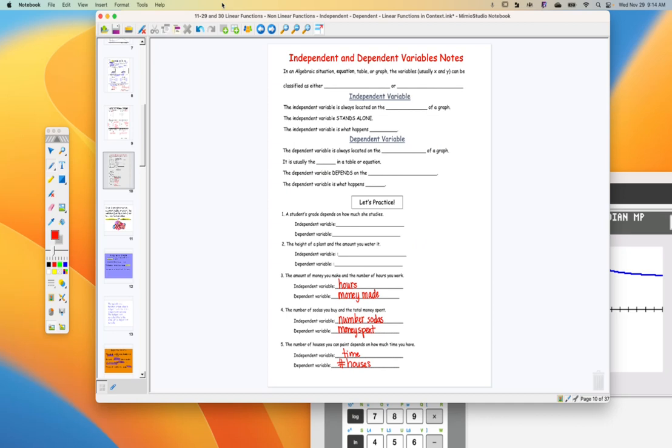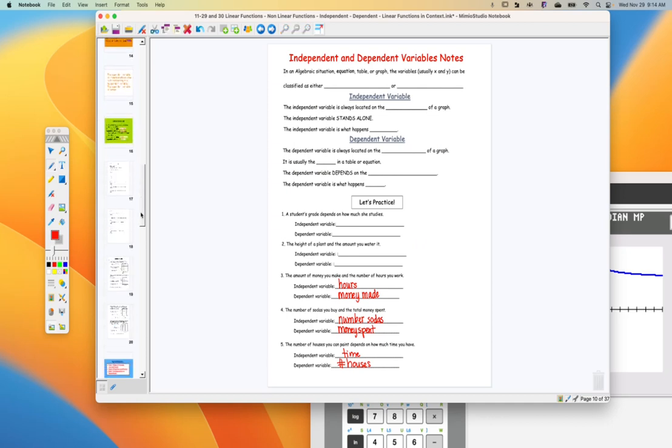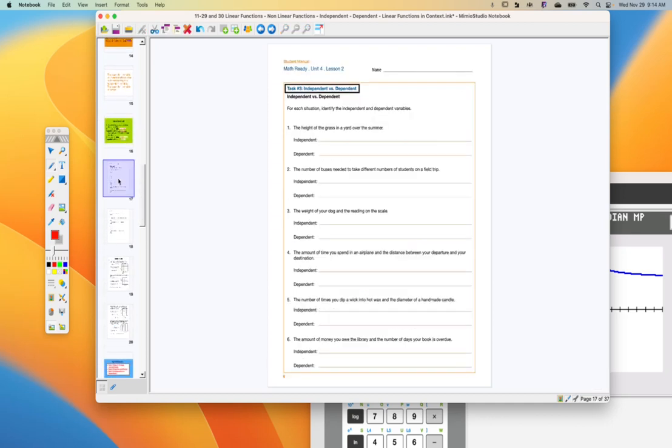All right, hopefully you got the page, task 3. This will have to be turned in before the end of class, okay? I'll give you a little bit of time to work on it.